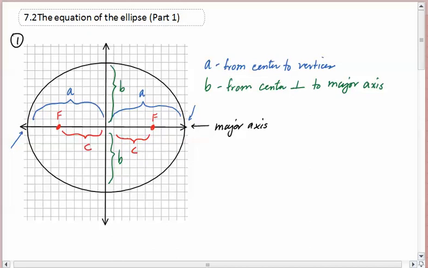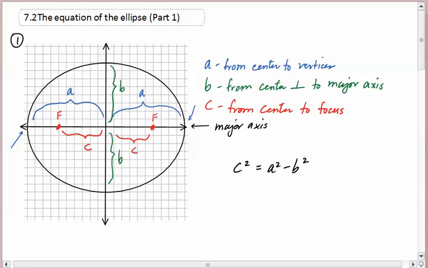And the C is from the center. Notice everything is oriented from the center. It's from the center to each focus. From the center to the focus on each side. There are 2 foci. All right, so let's take a look at the relationship between A, B, and C. It kind of looks like the Pythagorean, but it's not. It's A squared minus B squared.